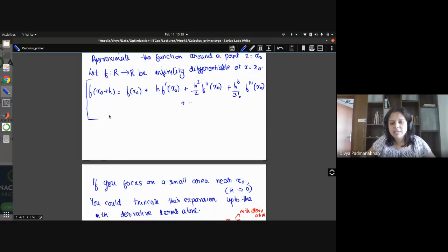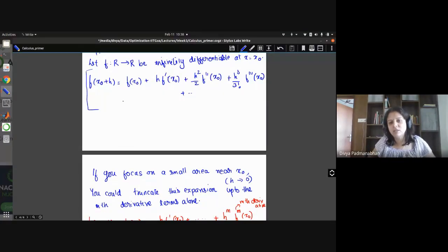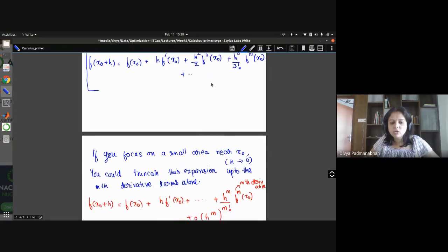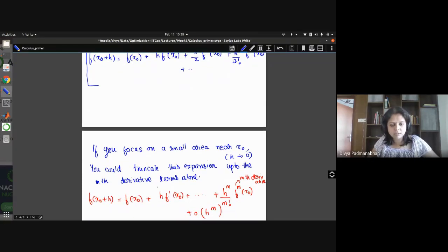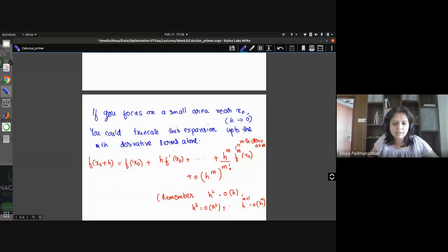Many times you don't want to go all the way, since it's an infinite expansion. So how much do you go, and what is the loss if you truncate it at some point? If you use the first m terms, so you use the first m derivatives, that gives you something like this: f of x naught plus h times f dash, plus so on, plus the m-th derivative term, h power m times f m, the m-th derivative, divided by m factorial.